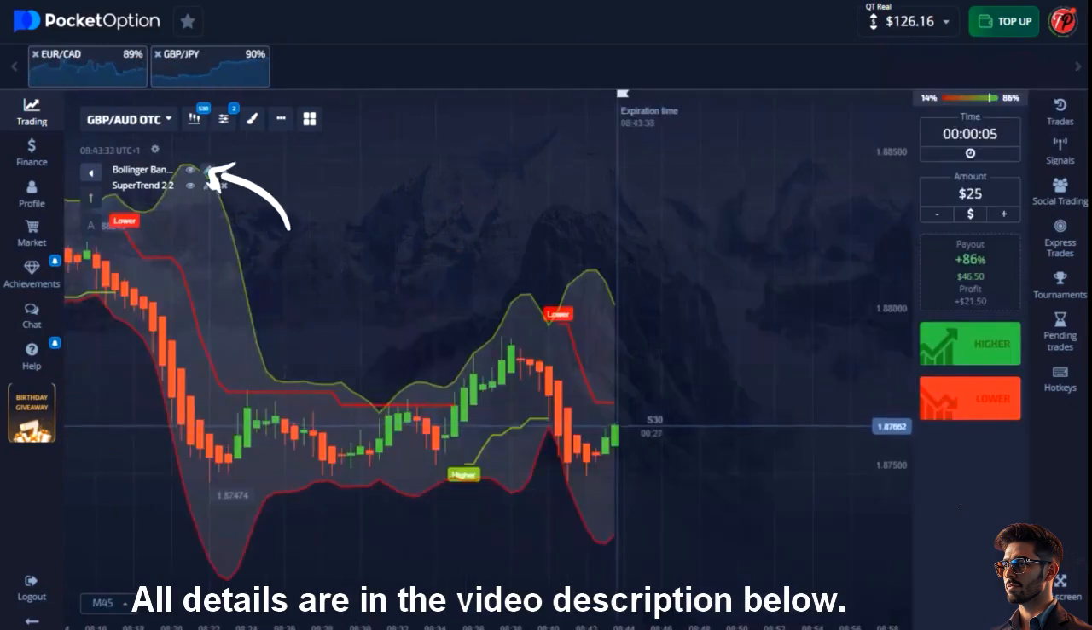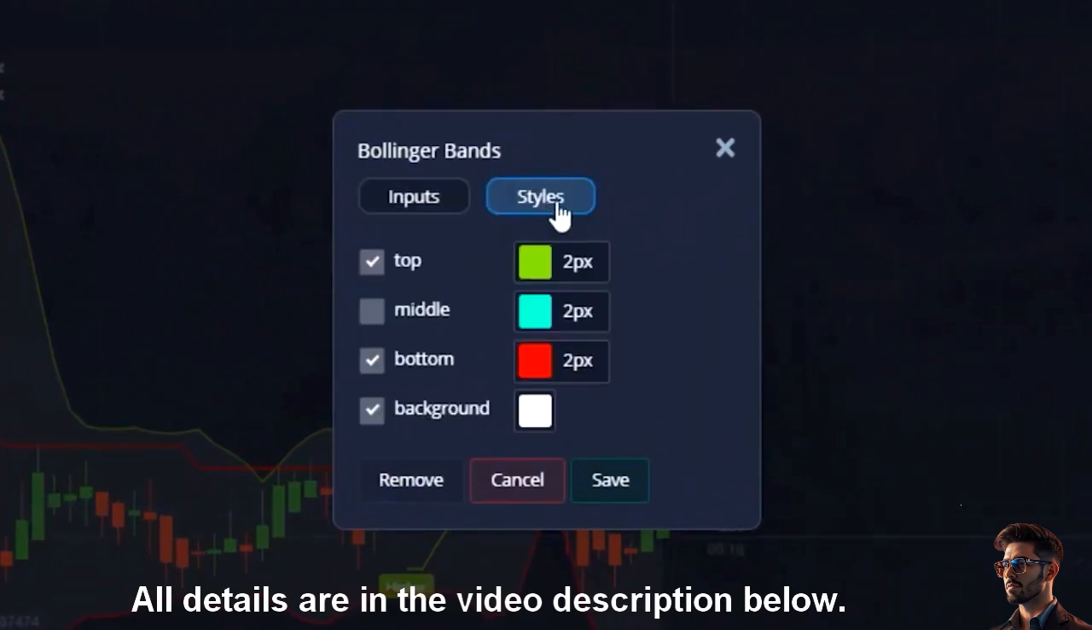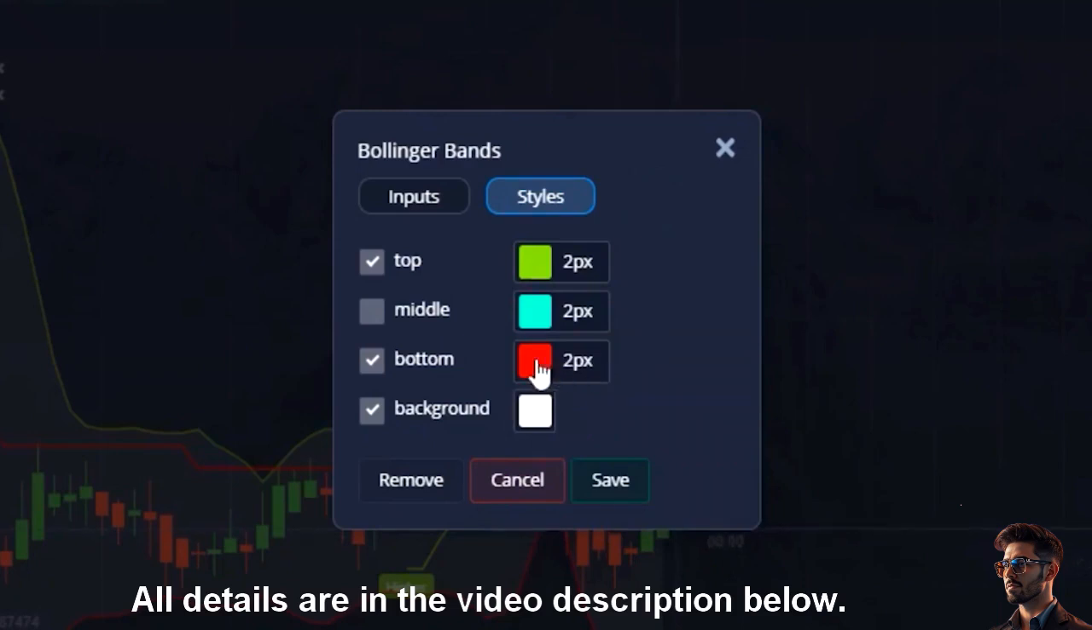Over here is the setup of our Bollinger Band. On the period part here, I use 11. On the deviation here, it's 3. On the style part here, make sure I use the top line as green and I take it to be on 2 pixel. Alright. The same thing is applicable on the bottom line. Make sure that you take it as red.